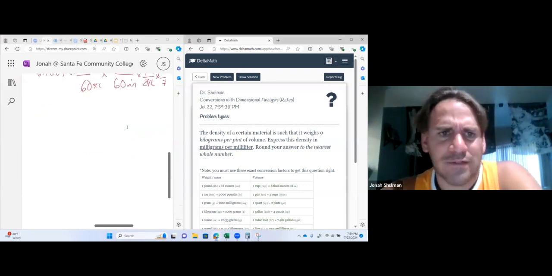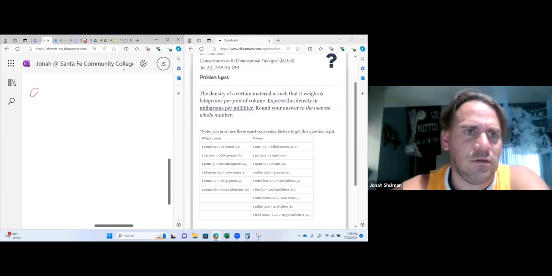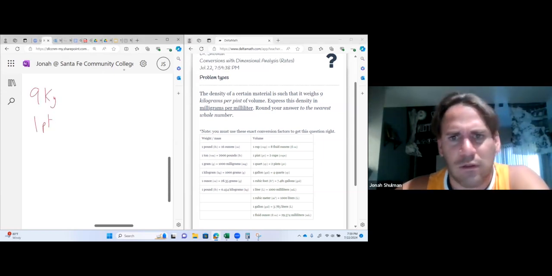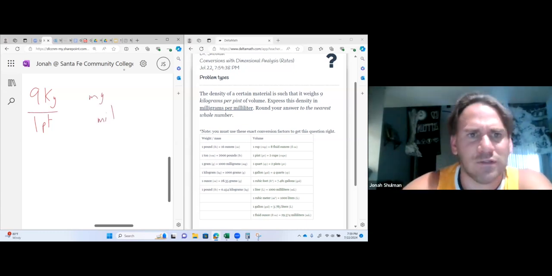All right, here we got a rate. So these are where they get a little tricky. So the density of a certain material is 9 kilograms per pint. 9 kilograms, and then we have 1 pint. So we want it in milligrams per milliliter. So we know it's kilograms over pint.